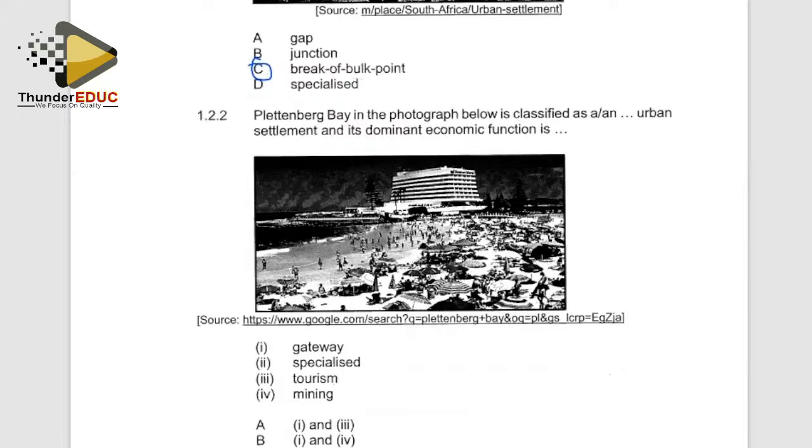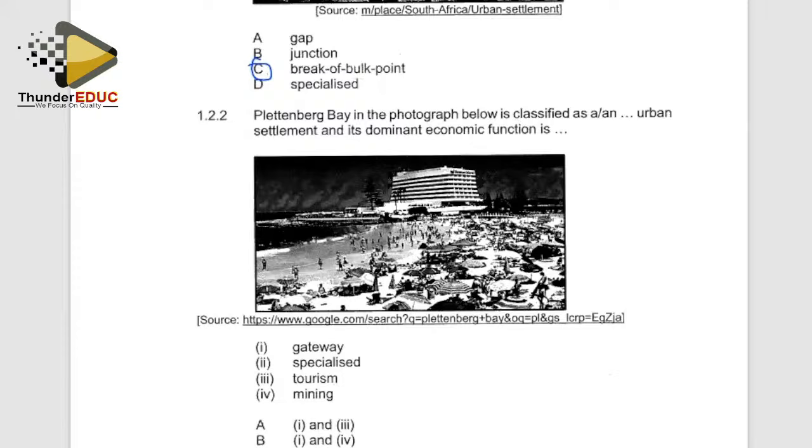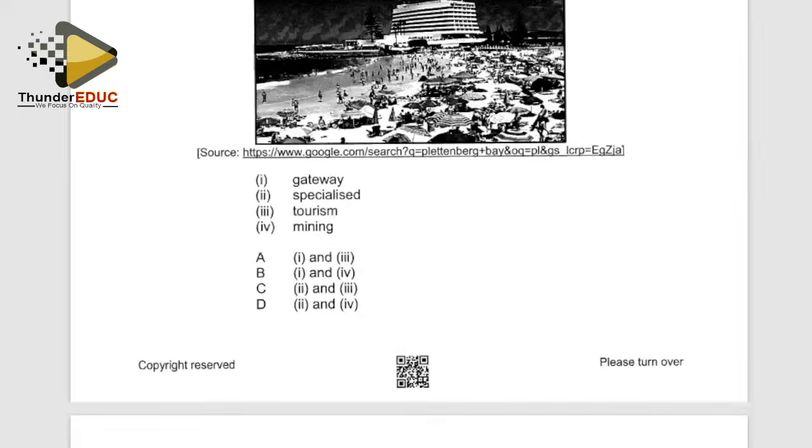122. Plettenberg Bay in the photograph, as you can see below, is classified as an urban settlement, and its dominant economic function is what? If we check, the location of Plettenberg is in between the areas of the Tsitsikamma Mountain. It's located around the areas of the Tsitsikamma Mountain, and the main activity that happens there is tourism activities, like what you can see there.